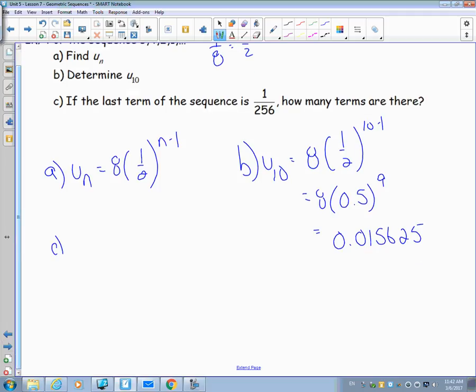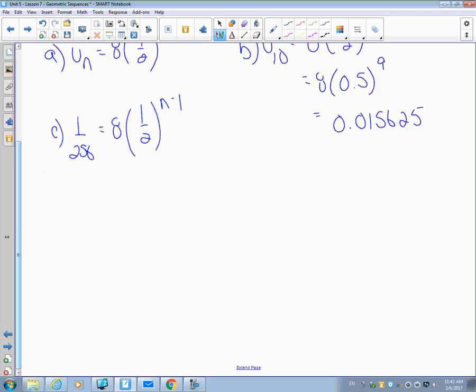So I know the last term. I know UN. I know the first term. I know the R. I don't know the exponent. I want to solve this. So to solve this exponential equation, because I know it's going to come out to a whole number, and I know that because it's a member of the sequence, I can actually solve this using a mathematical method as opposed to technology. Here's how we're going to do that.